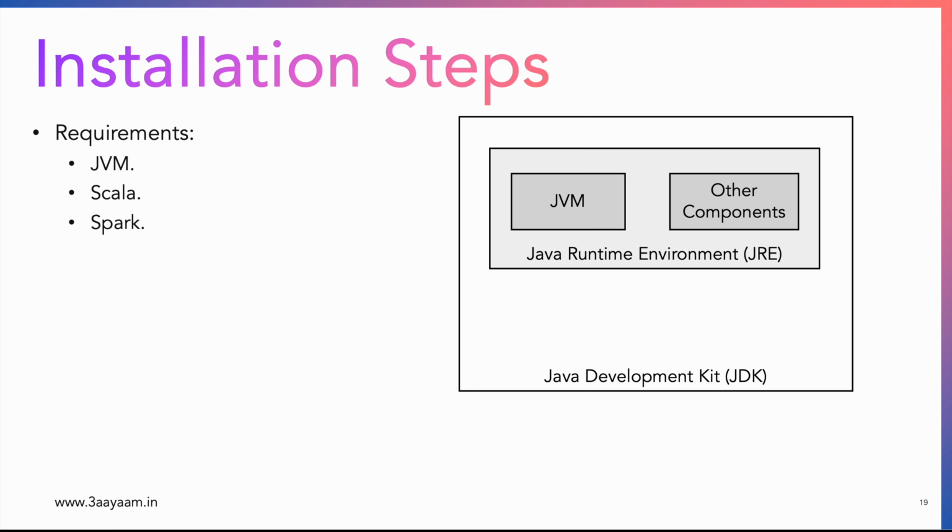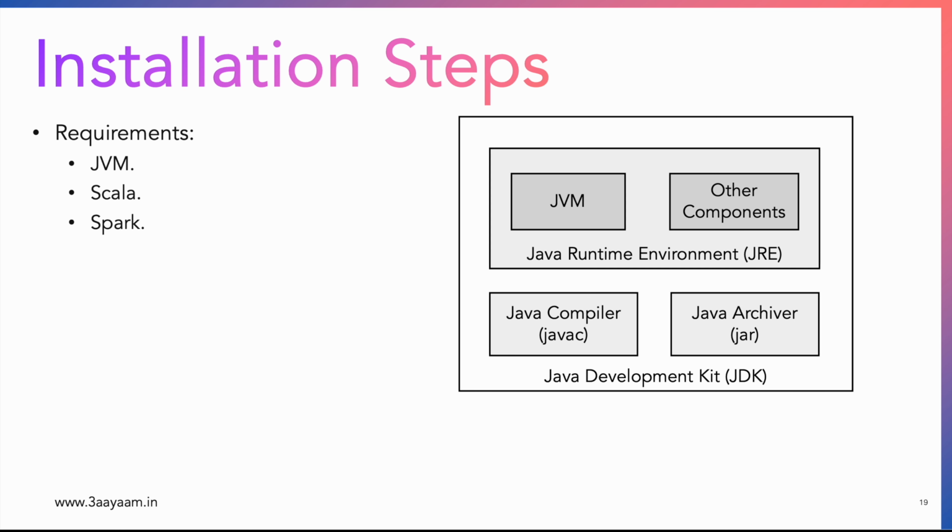which would install JVM and JRE and the other components that we see. Along with it, it will also install Java compiler and Java archiver. We do not need Java compiler or Java archiver because we'll be using Python and PySpark. But if we install JDK, then all these components would be installed automatically.